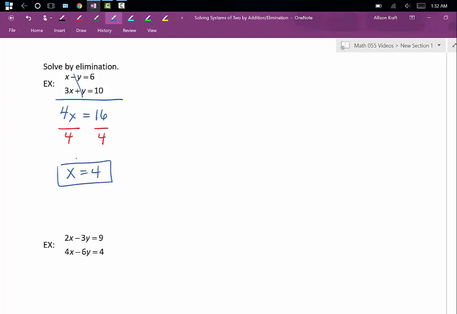Now we need to find the y value. We can do that by plugging 4 into either of the two original equations and solve for y. I'm going to choose the top one. Doesn't matter, you'll get the same answer either way. So 4 minus y is equal to 6. Let's subtract 4 from both sides. Negative y is equal to 2. And then dividing both sides by negative 1, we get y to be equal to negative 2.